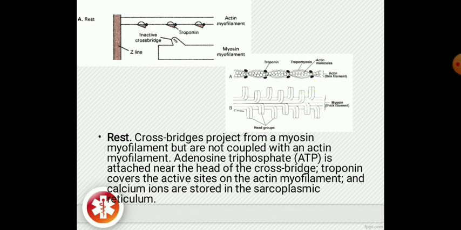But because of this troponin which is placed in the receptor region, the myosin filaments are not able to attach with this actin filament. So after some chemical process, this troponin will be moved from that normal receptor region, and the inactive cross bridges will be attaching to this receptor region and it will be producing that muscular contraction.